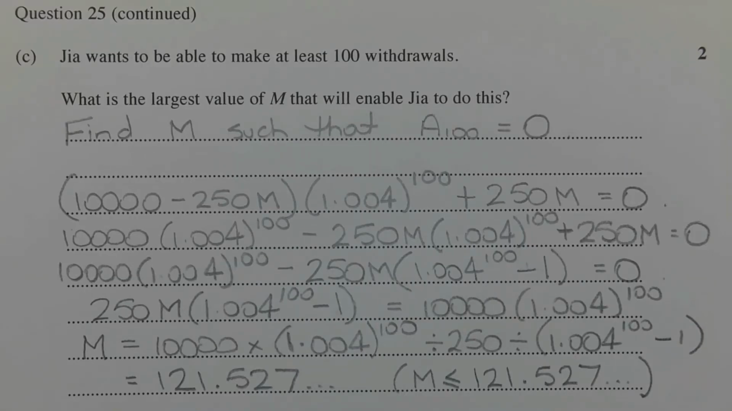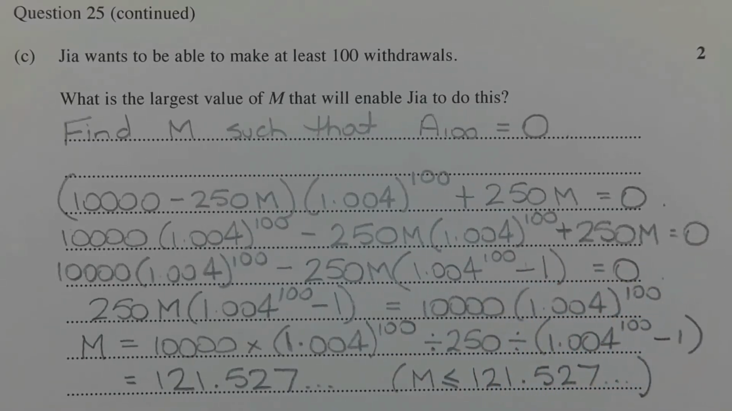One way we can do this is to use the expression from part B, that is (10,000 minus 250M) times 1.004 to the power of 100 plus 250M is equal to 0, and we want to solve for M. So what we can do is expand this bracket here. We have 10,000 times 1.004 to the power of 100 minus 250 times M times 1.004 to the power of 100 plus 250M is equal to 0.